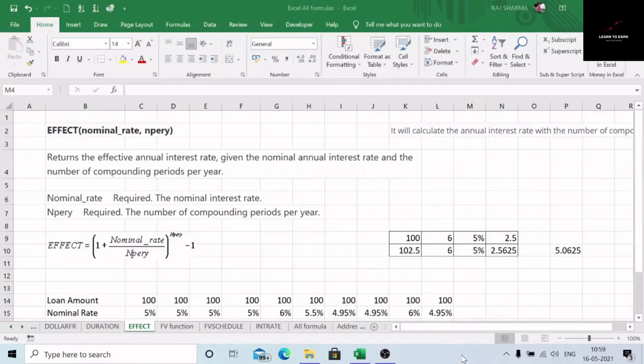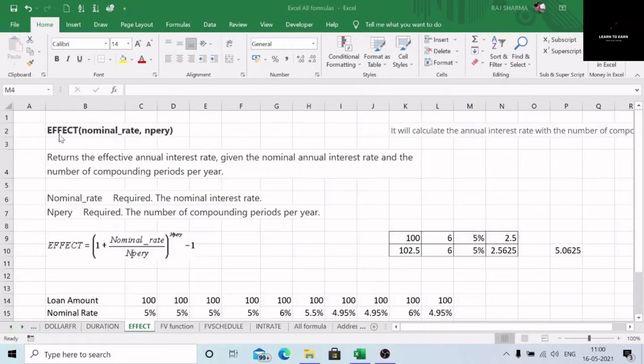Hello friends, in this video we are going to talk about the Excel formula EFFECT. This formula is very useful in finding out the annual interest rate if the nominal interest rate is given to you and the number of compounding periods per year is also given to you.